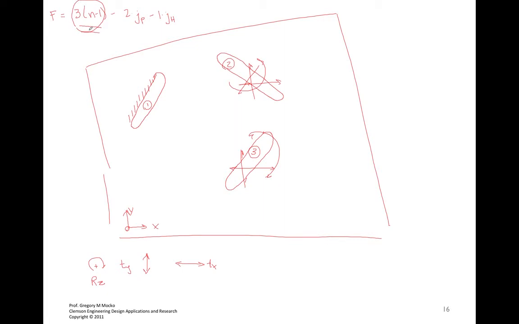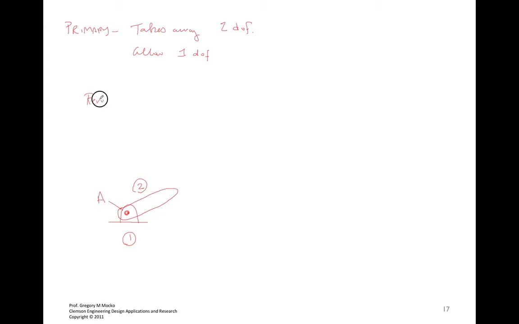Okay, the second part comes from the number of primary joints. Now, a primary joint takes away 2 degrees of freedom, or you can think about it as it allows 1 degree of freedom. So if I think about this from a primary joint, I've got 1 being the ground, 2 being this link, and I've got this joint here, A. Now this joint is a revolute joint. Think about this for a second. It only allows 1 degree of freedom. From an earlier lecture, it only allows 1 degree of freedom. Or what you can think about is that 2 degrees of freedom are taken away. Okay, so we subtract 2 degrees of freedom.